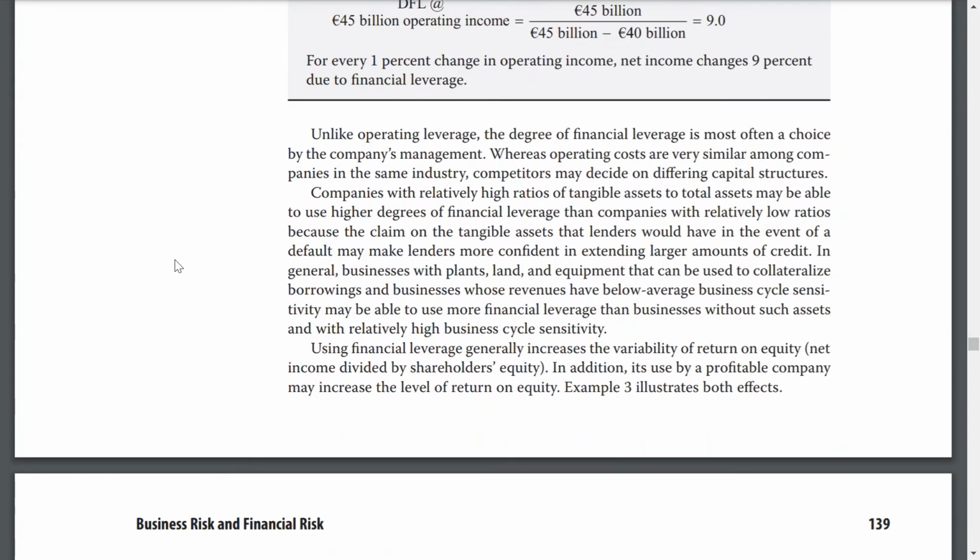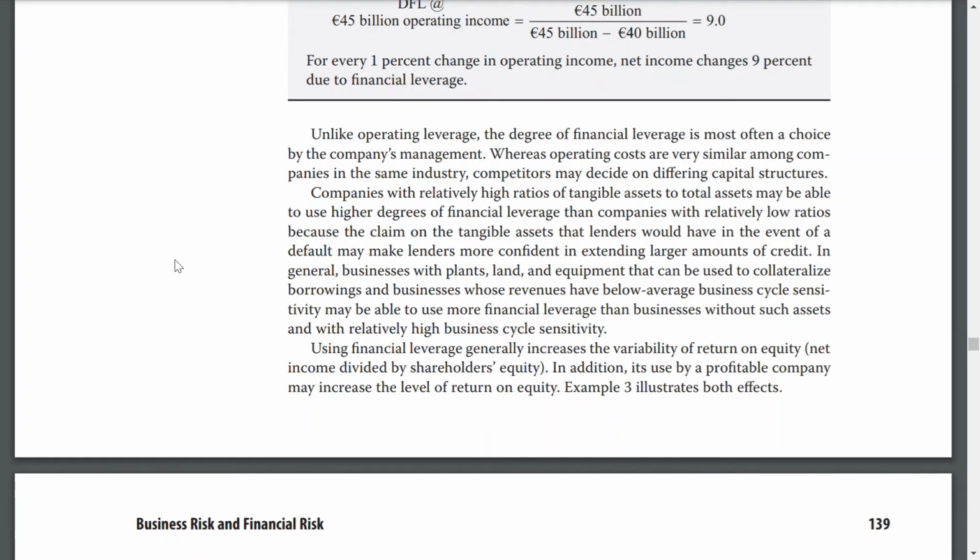Unlike operating leverage, the degree of financial leverage is most often a choice by the company's management, whereas operating costs are very similar among companies in the same industry. Competitors may decide on differing capital structures. Companies with relatively high ratios of intangible assets to total assets may be able to use higher degrees of financial leverage than companies with relatively low ratios, because the claims on the tangible assets that lenders would have in the event of a default may make the lenders more confident in extending larger amounts of credit.